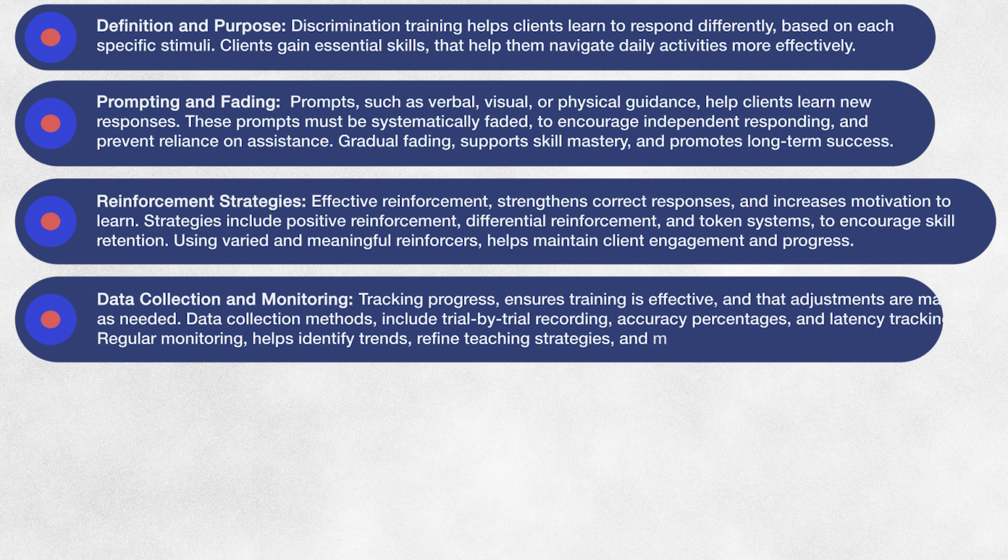Data collection and monitoring. Tracking progress ensures training is effective and that adjustments are made as needed. Data collection methods include trial-by-trial recording, accuracy percentages, and latency tracking. Regular monitoring helps identify trends, refine teaching strategies, and measure skill acquisition.